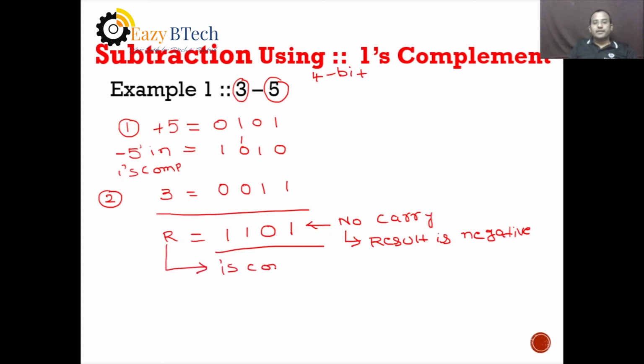It is in one's complement form. So to get the decimal value of this result, again we have to take one's complement of this and add a minus sign to the result. So if you take one's complement of this, it is 0, 0, 1, 0.